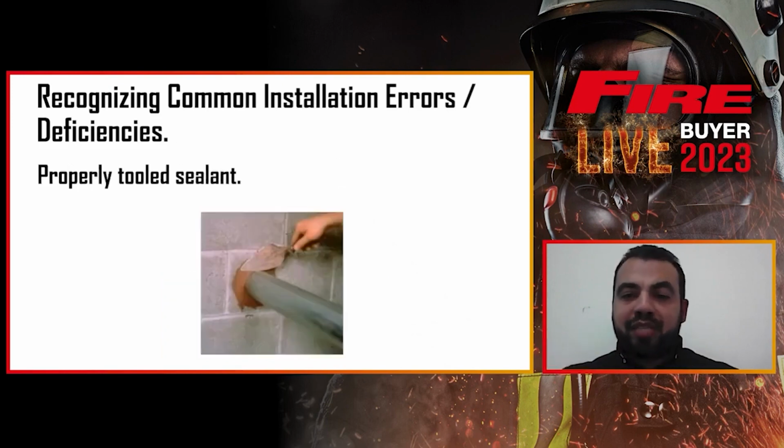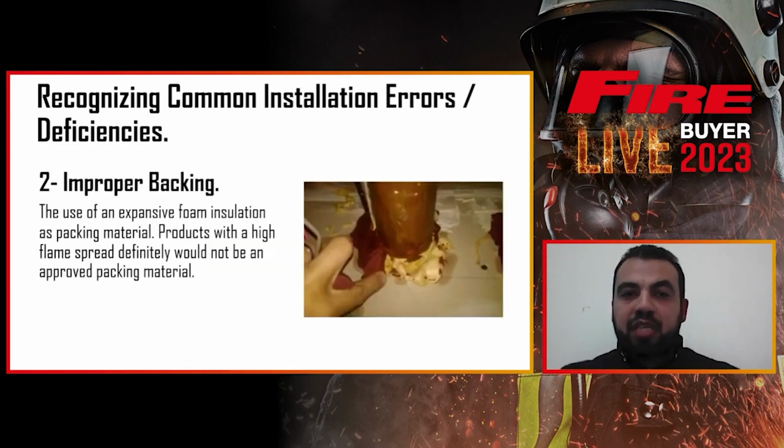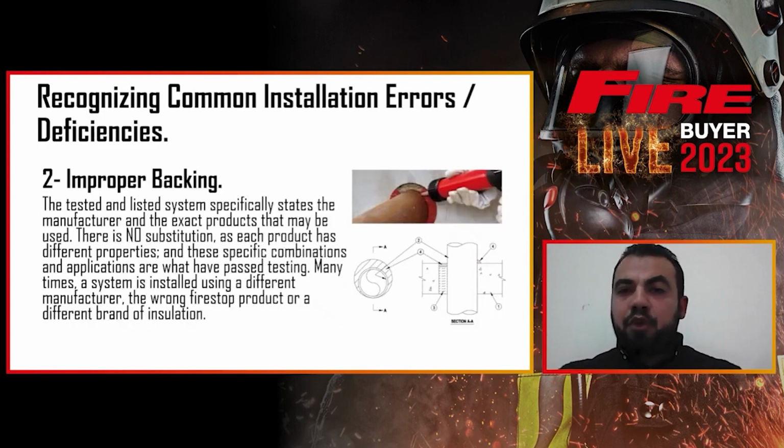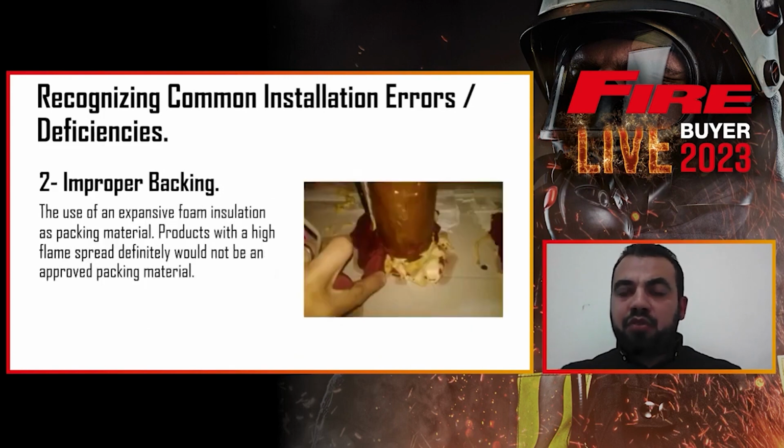Here we have a photo showing how your material should be properly tooled. The improper packing: you should use the proper packing material. Here we have a non-approved material used as a packing material, so make sure that you are using the same brand and same type of packing material as per your tested system. Improper packing in this photo shows that plastic or expansive foam insulation was used. Normally, we use mineral wool as a packing material.